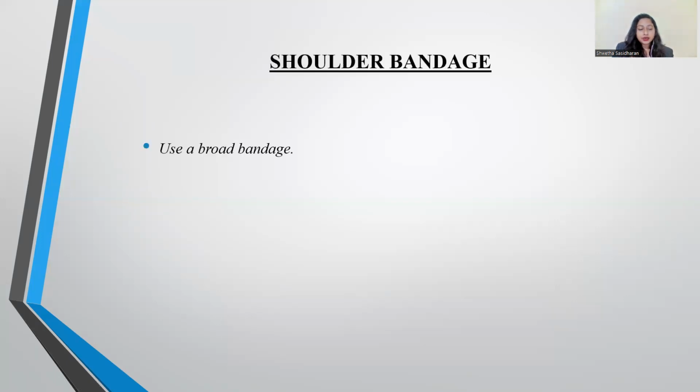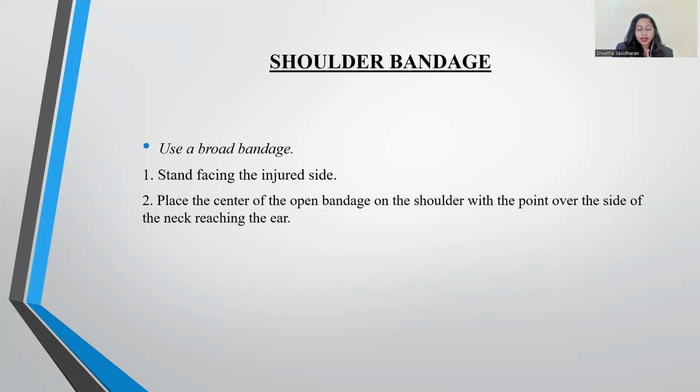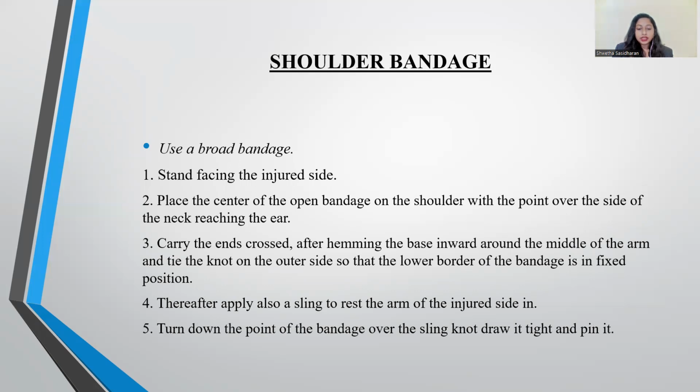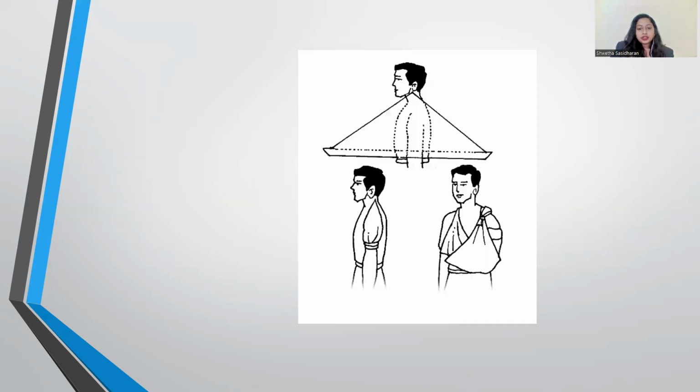Next is the shoulder bandage. Use a broad bandage. Stand facing the injured side. Place the center of the open bandage on the shoulder with the point over the side of the neck reaching the ear. Carry the ends crossed after hemming the base inward around the middle of the arm and tie the knot on the outer side so that the lower border of the bandage is in a fixed position. Thereafter, apply also the sling to rest the arm of the injured side in. Turn down the point of the bandage over the sling knot, draw it in tight and pin it up. So somewhat around this way.